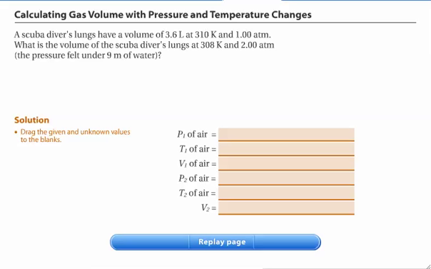Now what we're going to do is combine both Boyle's law and Charles' law in what we call the combination gas law. And that's going to be combining volume, pressure, and temperature changes. So let's take a look at this.